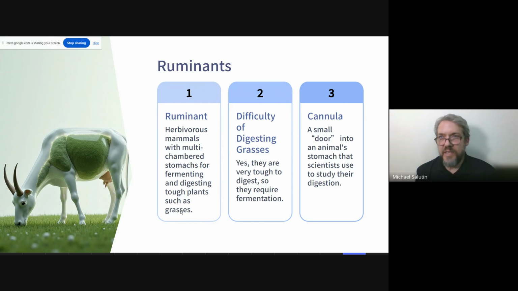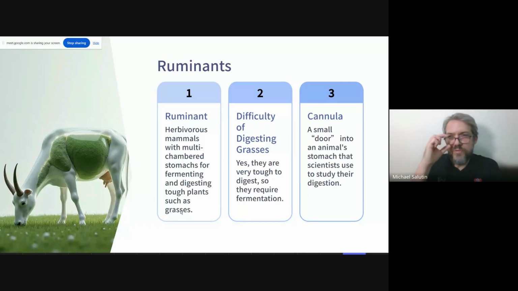Yes, it likely does to some extent. So the cannula provides this sort of door. They take the grass out and then they process it and check for what type of microbes are there and try to find ways to improve the efficiency of their digestion and so forth. Okay, so that's a cannula. Remember, it's a small door that is put into an animal's stomach. Of course, it is not naturally there. It has to be surgically done on the animal in order to study its digestion.